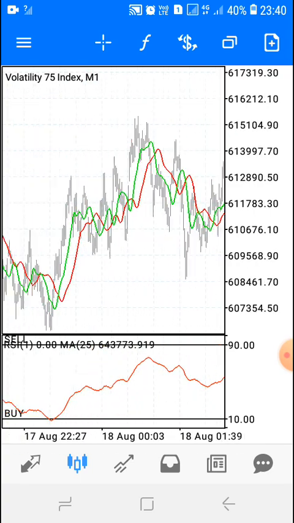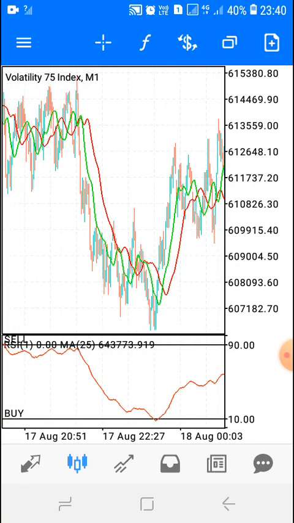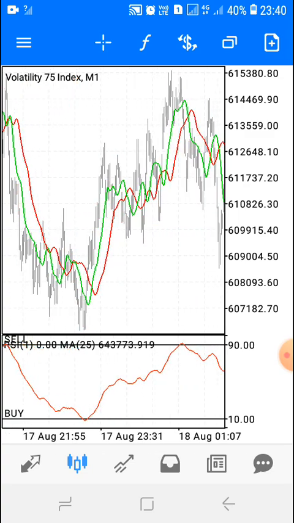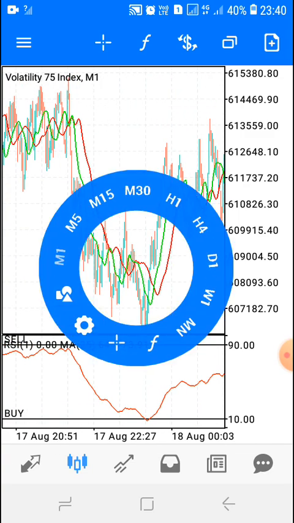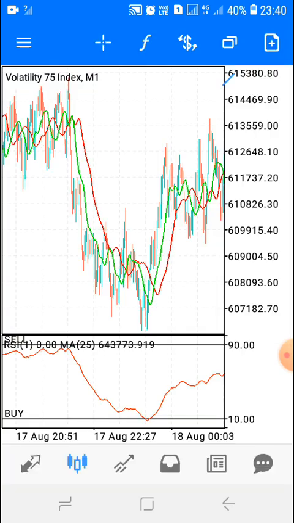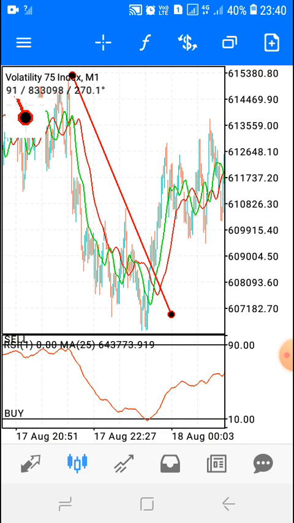But you need to understand that when we use this strategy, we're going to use price action with it. For example, when we have something like this over here, check this out. We can use a trend line. So check this out, guys.